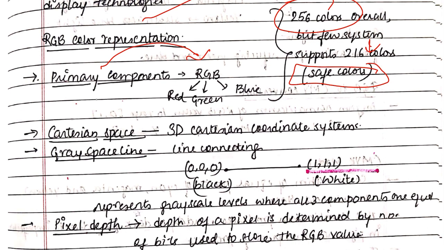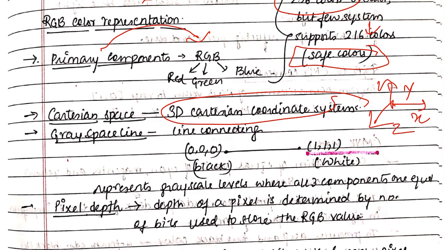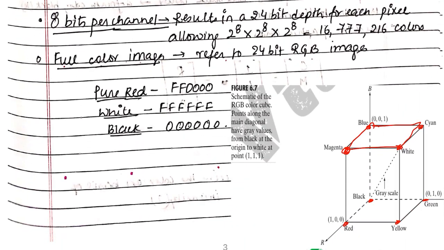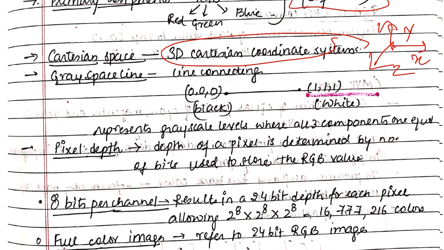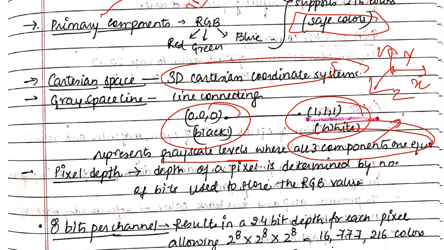Okay. What is the Cartesian space? How are you representing it? It's a 3D Cartesian system where x, y, z axis is there. Now, what is a gray space line? You can see this line is known as the gray space line. So this gray space line is nothing but a line which is connecting from black to white and represents the grayscale levels where all the three components, that is your R, G, and B, are equal.